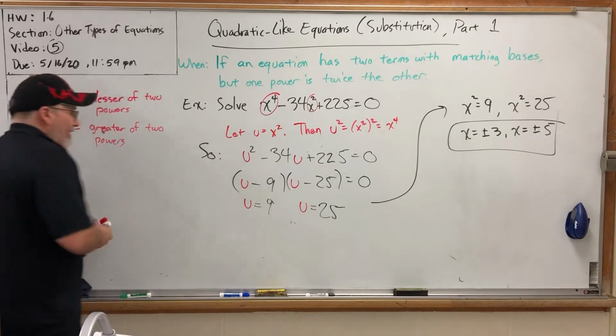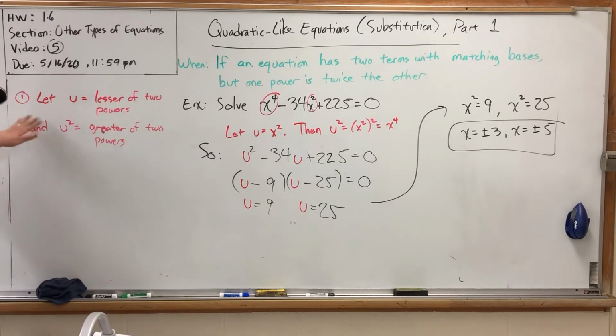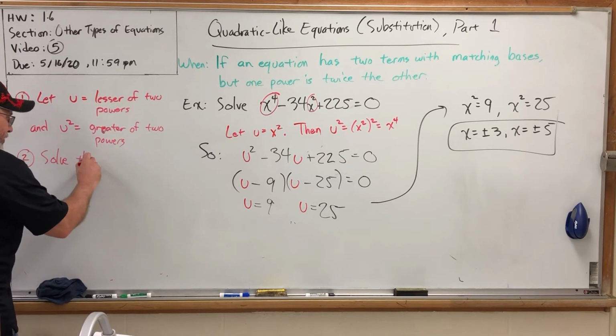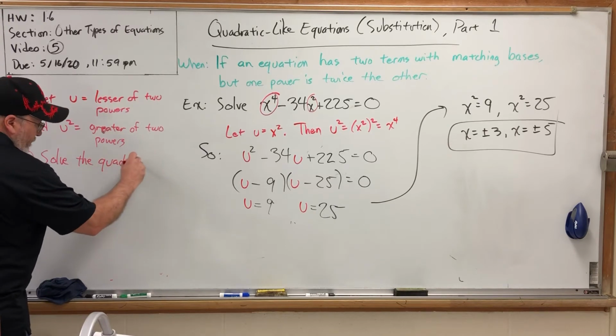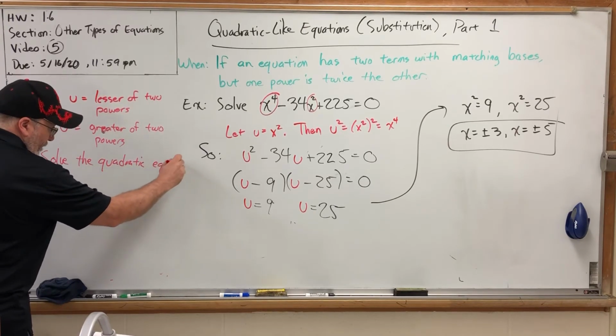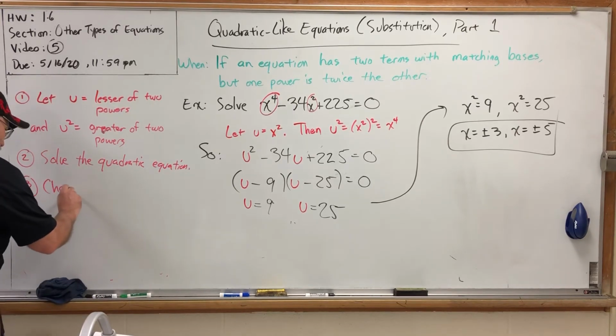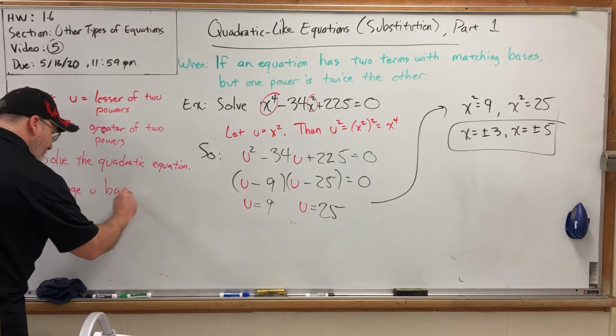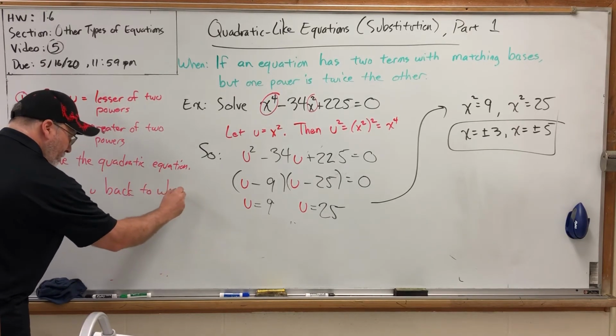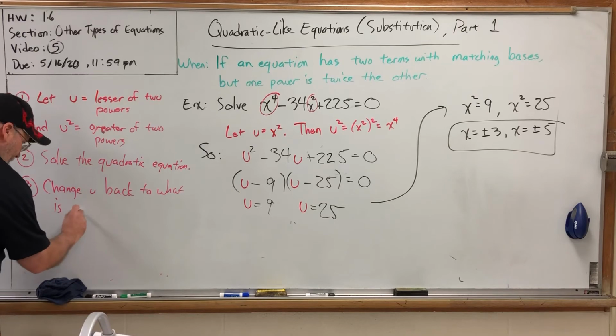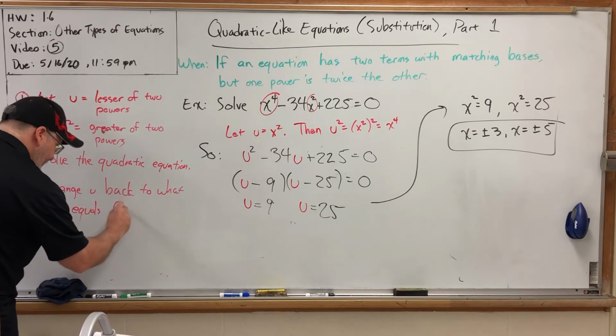I glanced over here and realized I started a flow chart, if you will, a how-to list, and didn't finish it. So let's see if we can finish this. Let u equal the lesser of the 2 powers and u squared equal the greater of the 2 powers. Solve the quadratic equation, because it will be quadratic at this point. Solve the quadratic equation. Change u back to what it equals. Parentheses in the substitution.